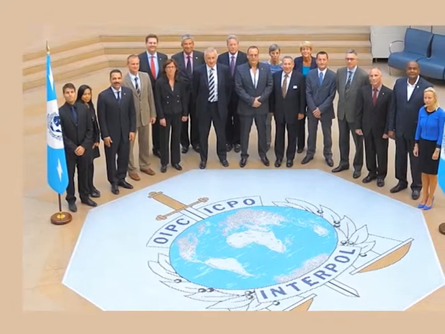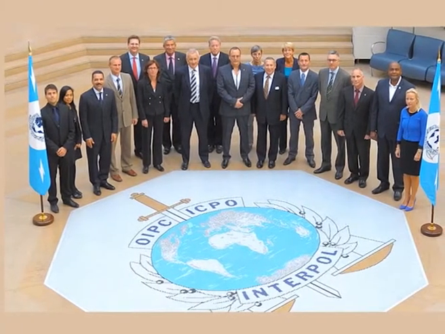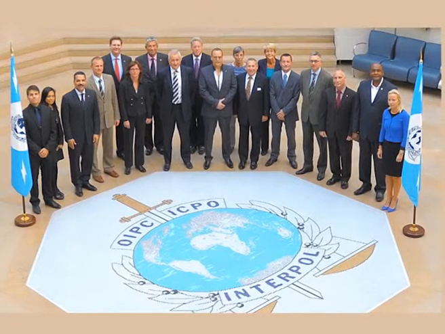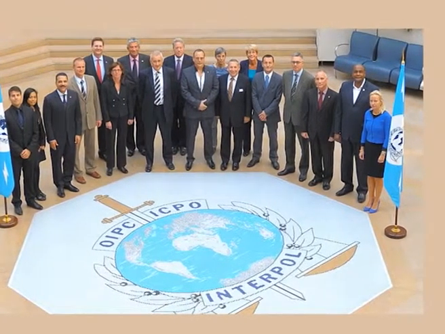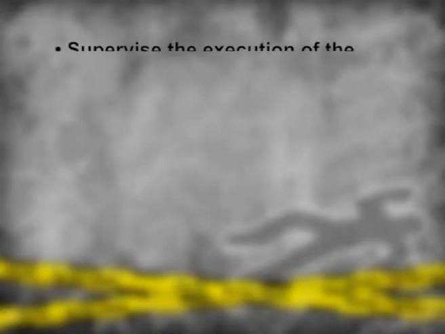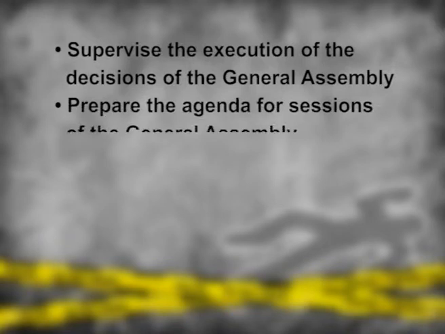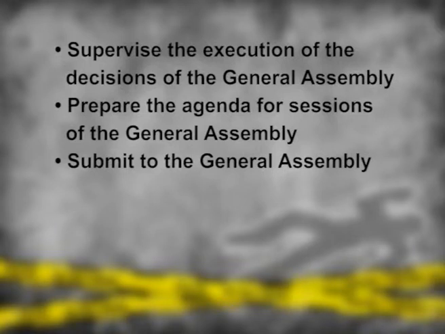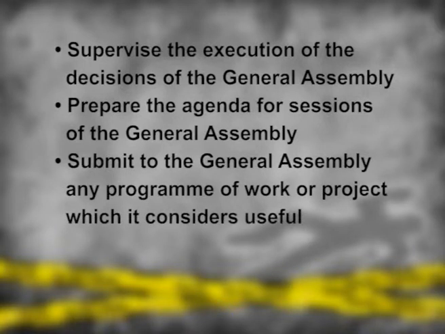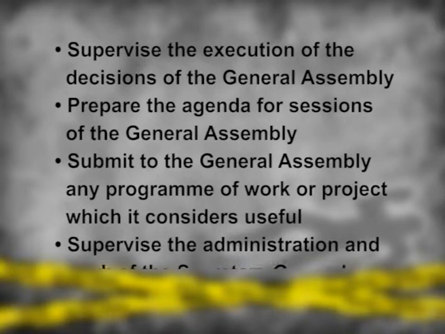Now we move on to the other body, that is the Executive Committee. The Executive Committee, commonly known as EC, meets thrice a year and sets organization policy and direction. The EC members sit at the top level of policing in their own country and bring many years of experience and knowledge to advise and guide. Its role is to supervise the execution of the decisions of the General Assembly, prepare the agenda for sessions of the General Assembly, submit to the General Assembly any program of work or project which is considered useful, and supervise the administration and work of the General Secretary.